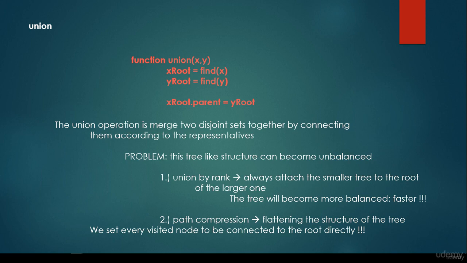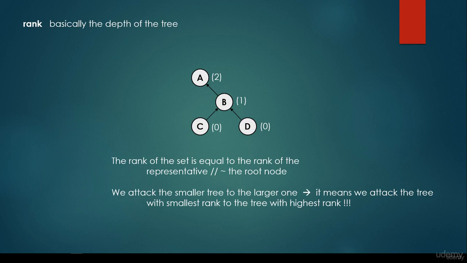Because we can end up asymptotically with an O(1) constant time complexity algorithm as far as the find operation is concerned. So what about the rank? The rank is basically the depth of the tree. We have the leaf nodes, the rank is 0, then the parents of the leaf nodes have the rank 1, then the parent of those nodes have the rank 2, and basically the rank of the set is equal to the rank of the representative, or the rank of the root node. And in this case, this set has the rank 2.